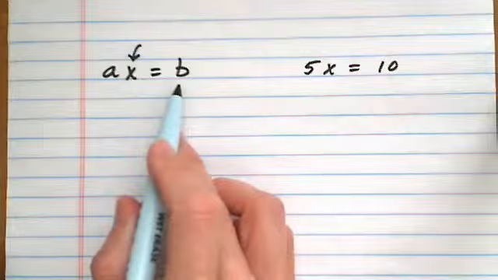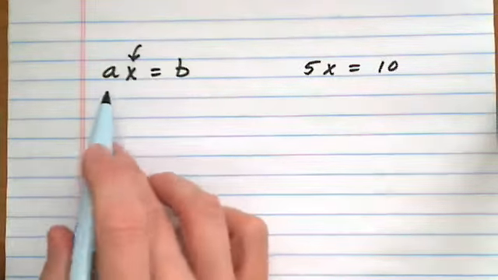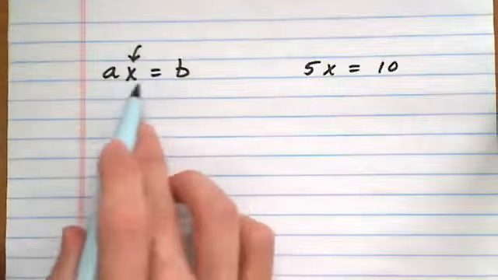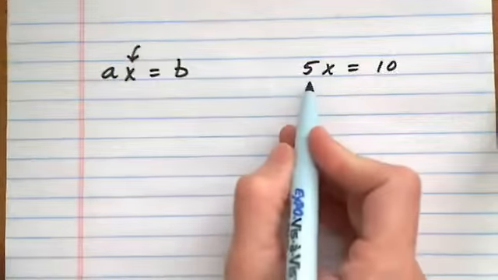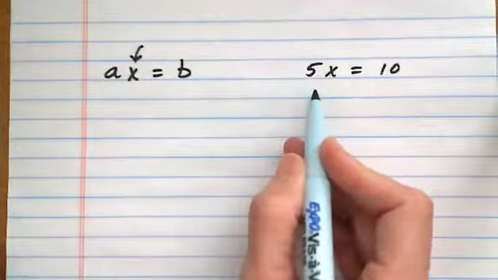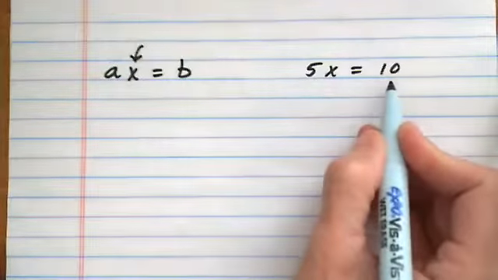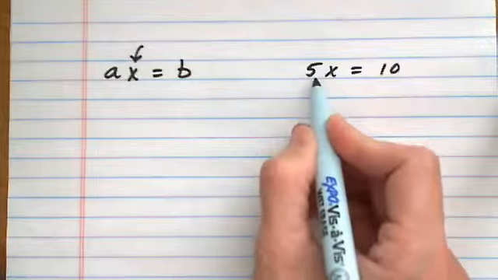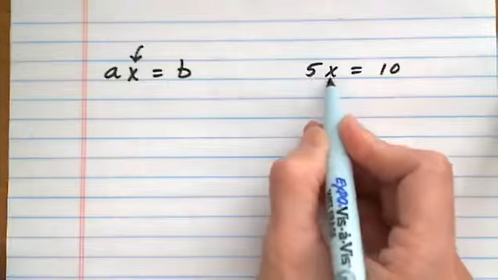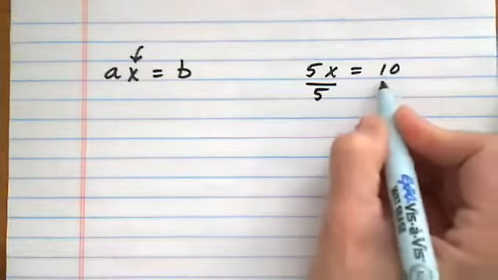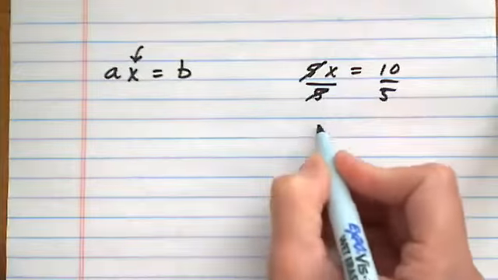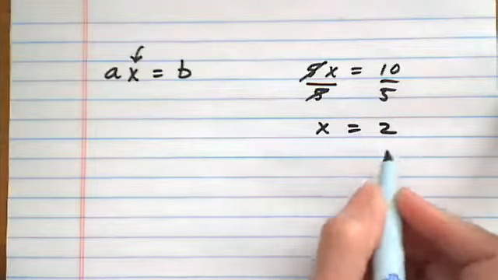And the way I want to think about these is treat the letters like the a and b that we're trying to move away from the x. Treat them just like numbers and do the same thing you would do with numbers. So if I had instead 5x equals 10, I'd want to get rid of this 5 that's with the x here. It's being multiplied onto x, so I'll divide it off. Divides out, and I get x is equal to 2.